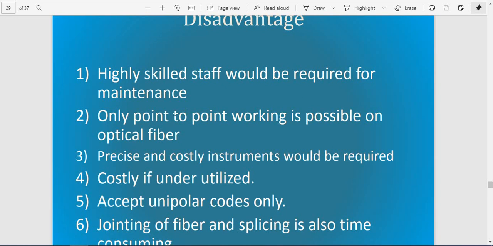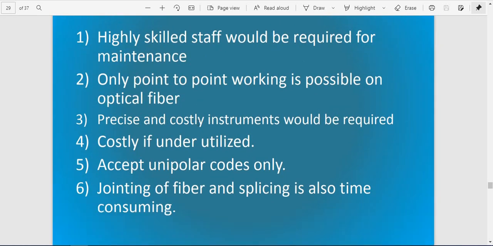Then precise and costly instruments would be required. There should be very high precision and costly instruments, required for the maintenance of it. If the cost is high, we need to utilize the instruments properly. We cannot leave such highly costly instruments underutilized.